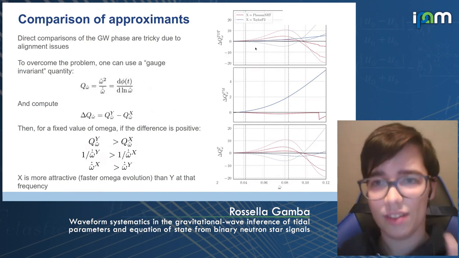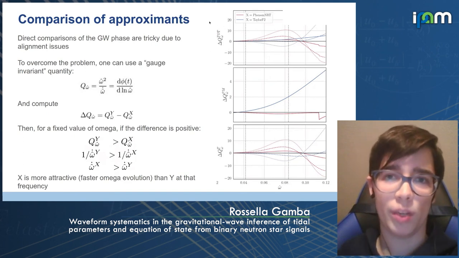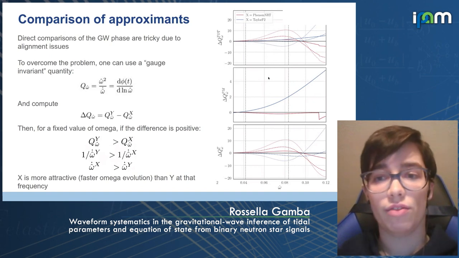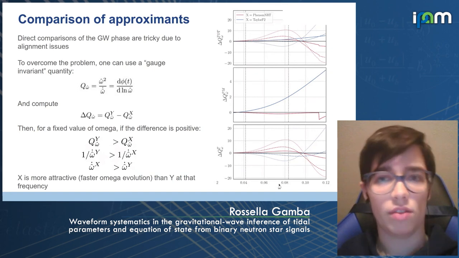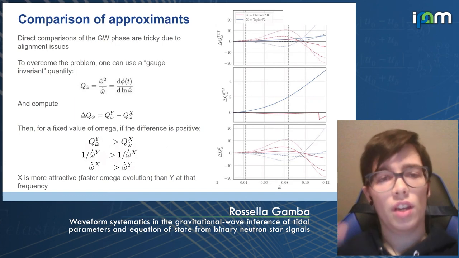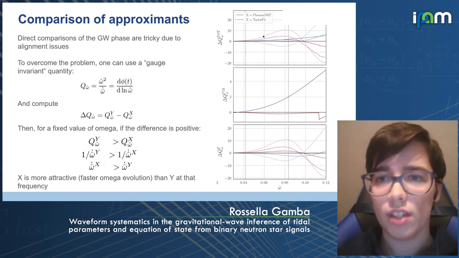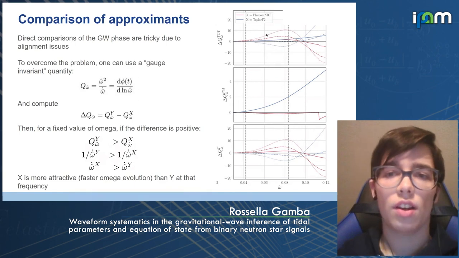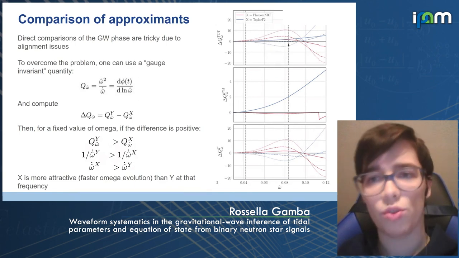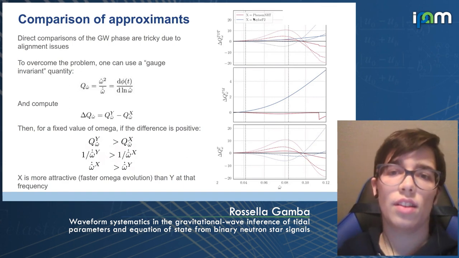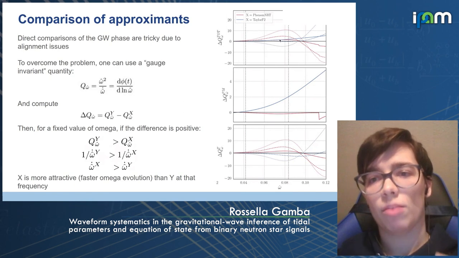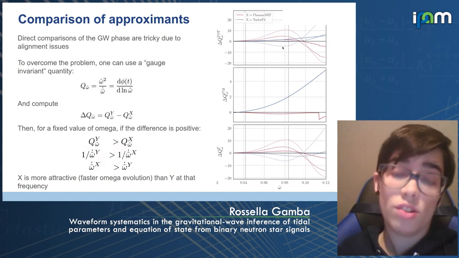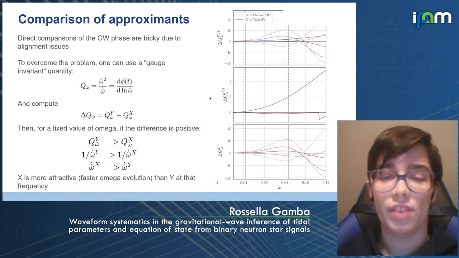So given this, take a look now at the plot on the right. This is delta Q omega between TEOBResumS and PhenomNRTidal and TaylorF2. And take a look at the frequency range above, let's say, 0.06, which, by the way, is the usual frequency at which point the two neutron stars are touching one another. And you will see that in this regime, we have that PhenomNRTidal is usually larger than zero, whereas the delta Q omega of TaylorF2 is usually smaller than zero. This is telling us that in the delta Q omega total, this Phenom is more attractive than TEOBResumS, whereas Taylor is less attractive than TEOBResumS.